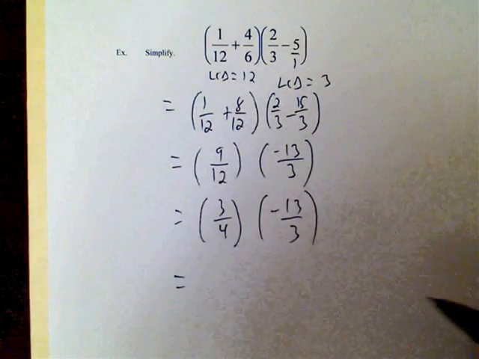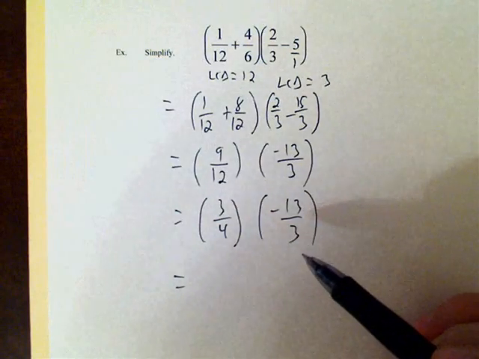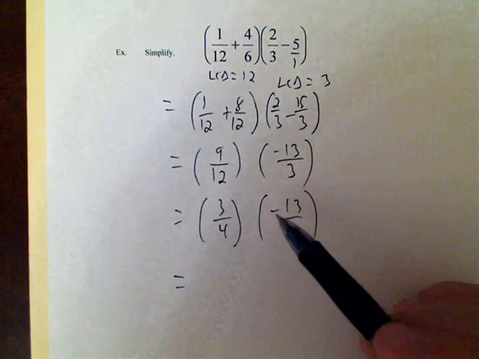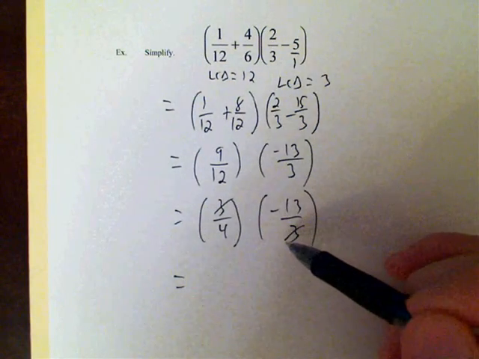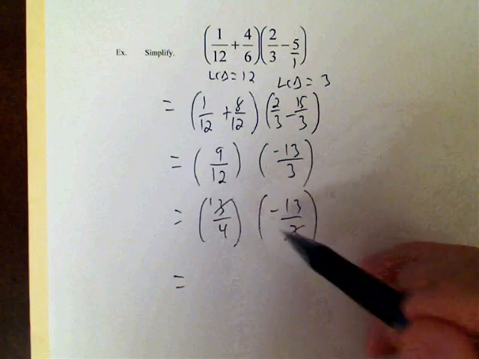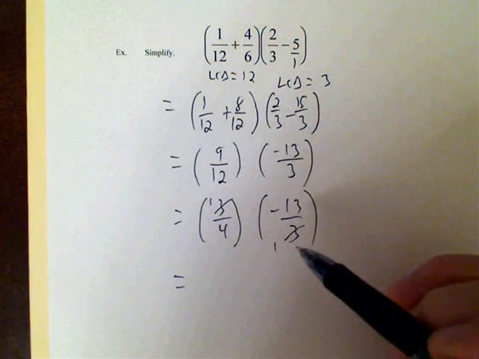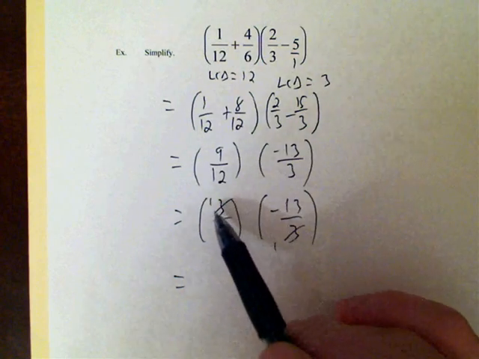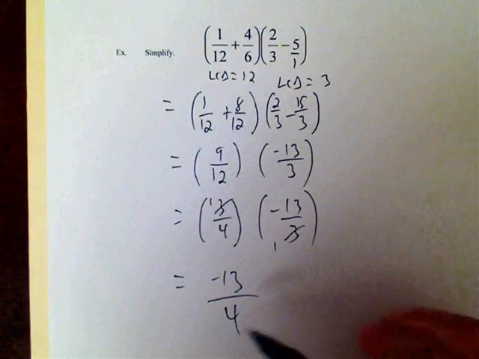Now before I do anything, it is true I could multiply and then reduce, but I'm not going to. I see a numerator that will reduce with the denominator. These 3's cancel one another out because 3 goes into 3 once and 3 goes into 3 once. Canceling just means reducing down to 1. Now let's multiply straight across. 1 times negative 13 and 4 times 1. And we are done.